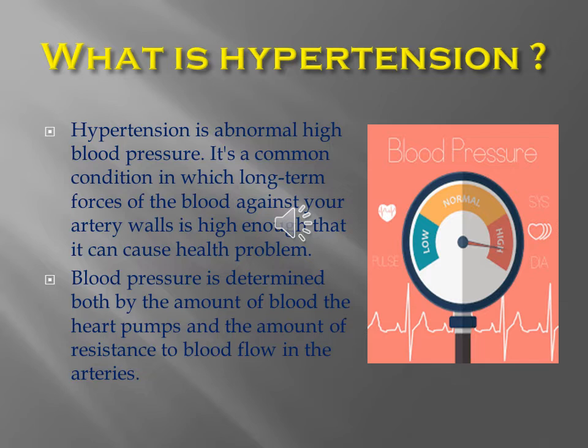Now we are going to know what is hypertension. Hypertension is abnormally high blood pressure. It is a common condition in which the long-term force of the blood against your artery walls is high enough that it can cause health problems. Blood pressure is determined both by the amount of blood that the heart pumps and the amount of resistance to blood flow in the arteries.